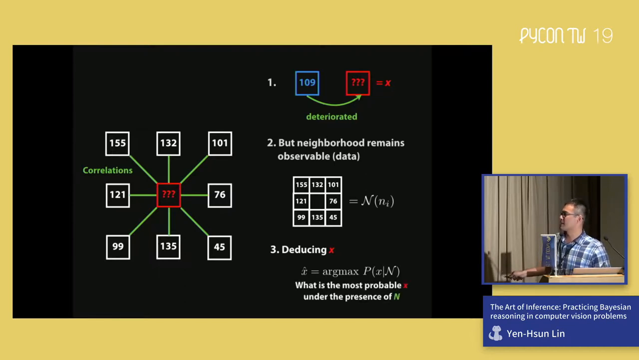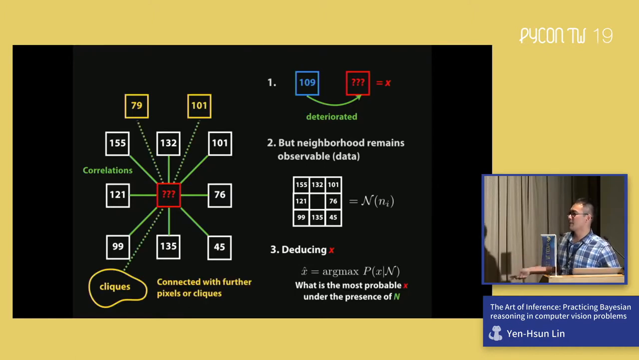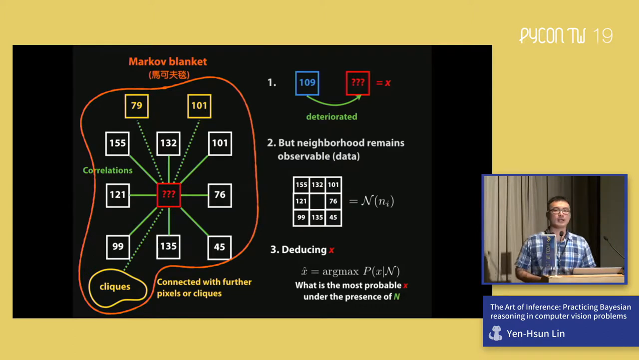The most probable X, or the estimate of X, is the one that maximizes the probability predicted by our probabilistic model. But maybe you will find that these neighborhoods are not enough to restore a proper X. Then you can further connect this X to further pixels or distant pixels. In that case, you have more neighborhood information to restore the missing information in the center pixel. The web that describes all the correlations between the adjacent neighborhoods, we call a Markov blanket. When the Markov blanket and the probabilistic model describing such correlations are given, in general, any loss of pixel information can be reproduced in this way.